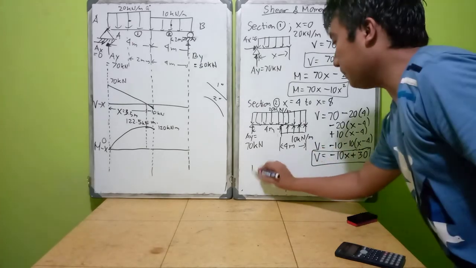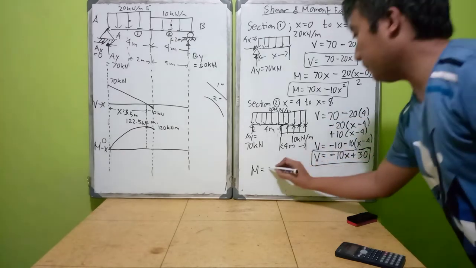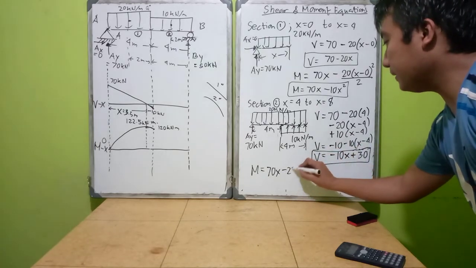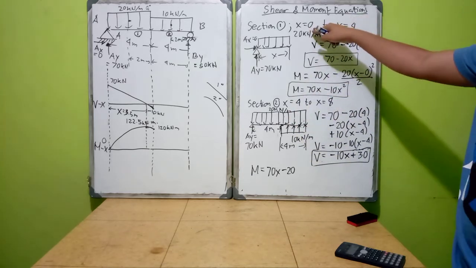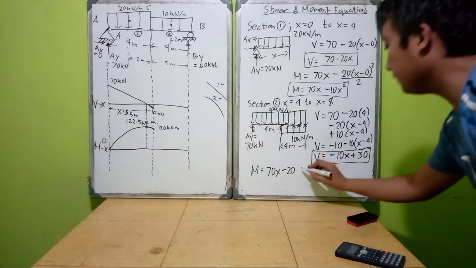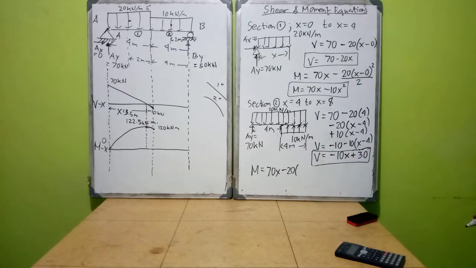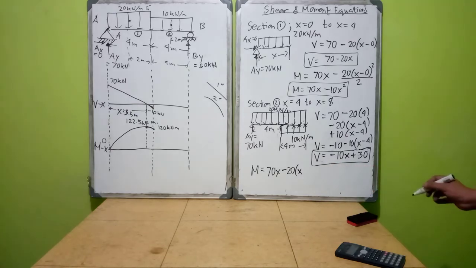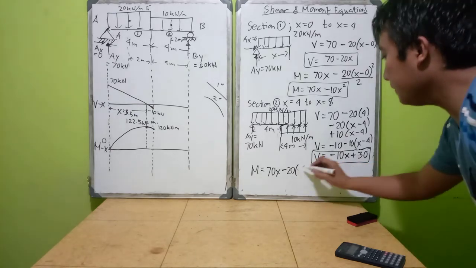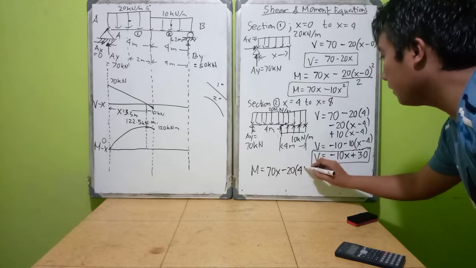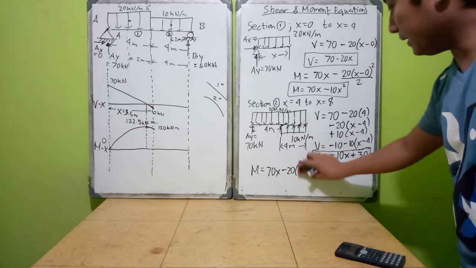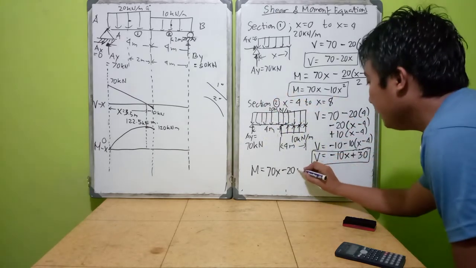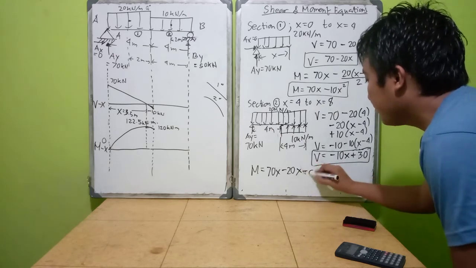Okay, so we have moment again. We have 70x, since this is upward, and we have negative 20. Okay, since we have already finished section 1, x equals 0 to x is equal to 4, so we have 20 times 4. Okay, 20 minus 20. It's okay. So we assume that it is continuous. So 20 x squared, x minus 0 since it starts at 0, over 2.